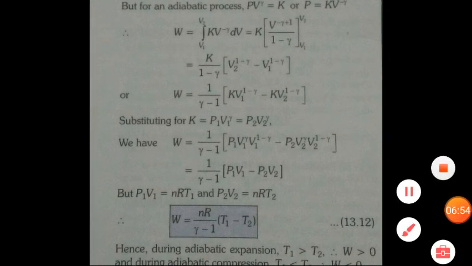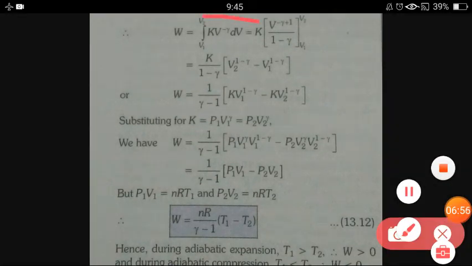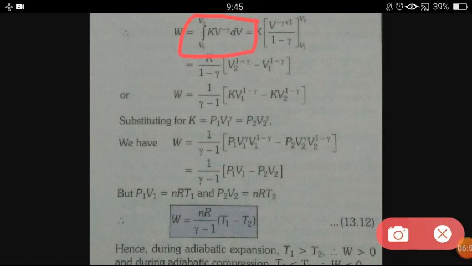So we get this equation here. Okay, this equation we will get K V to the power minus gamma dV. Now K is a constant, it will come out, and when we integrate V to the power minus gamma with respect to dV, we get this equation. How do we get this?